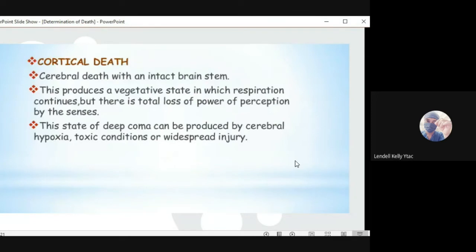Hypoxia may be due to drowning. Who swims on weekends? Be careful. Do not go to areas that you are not aware of, for example, in the sea.